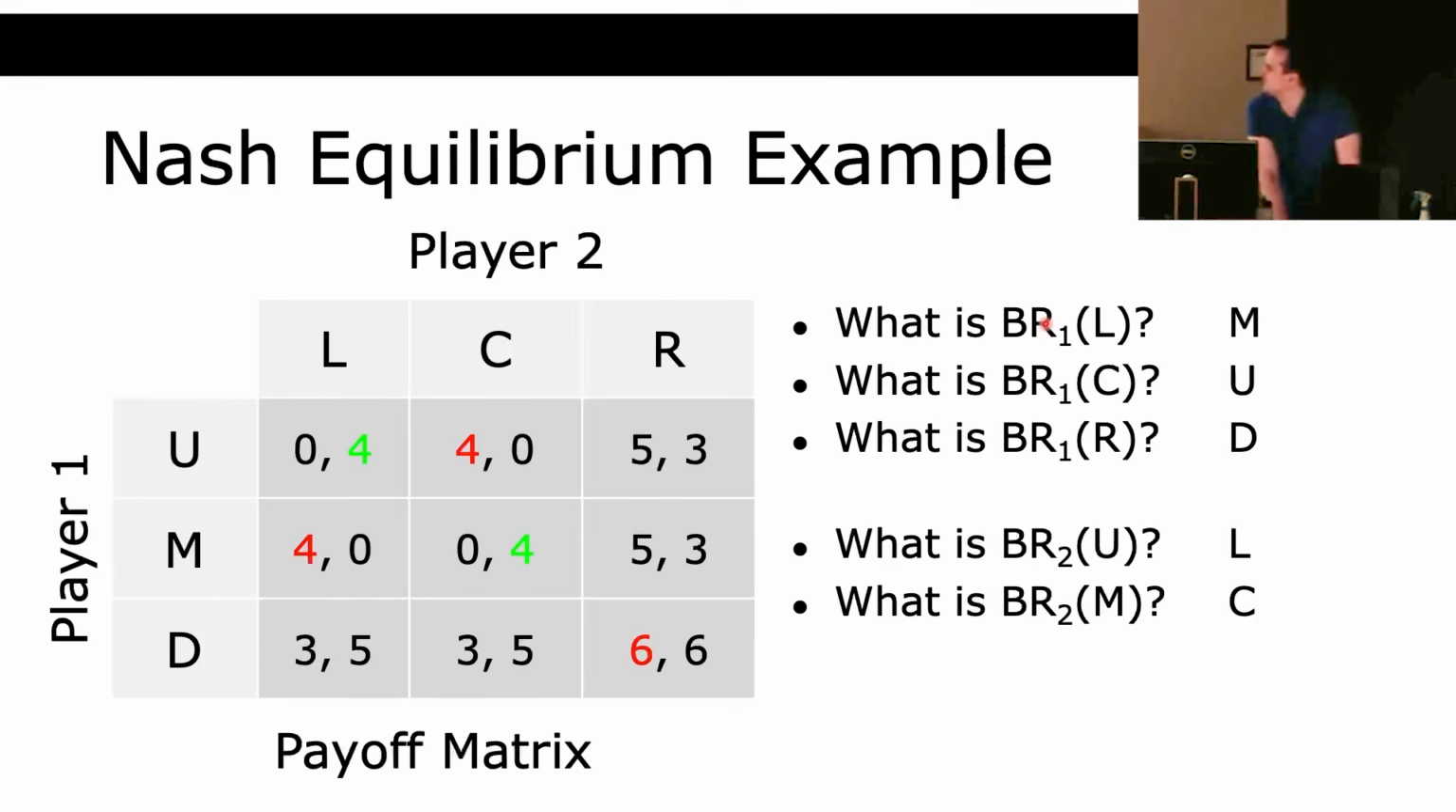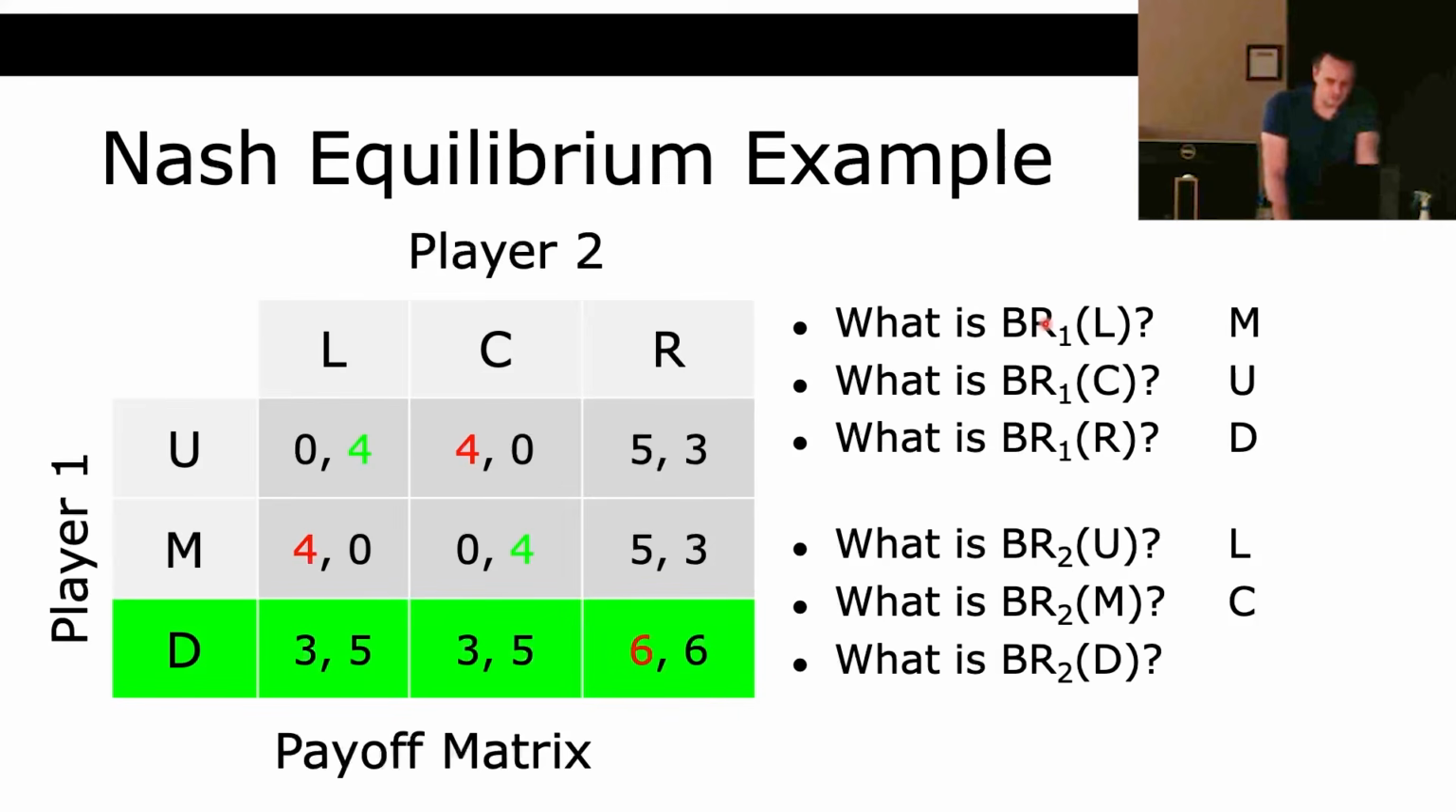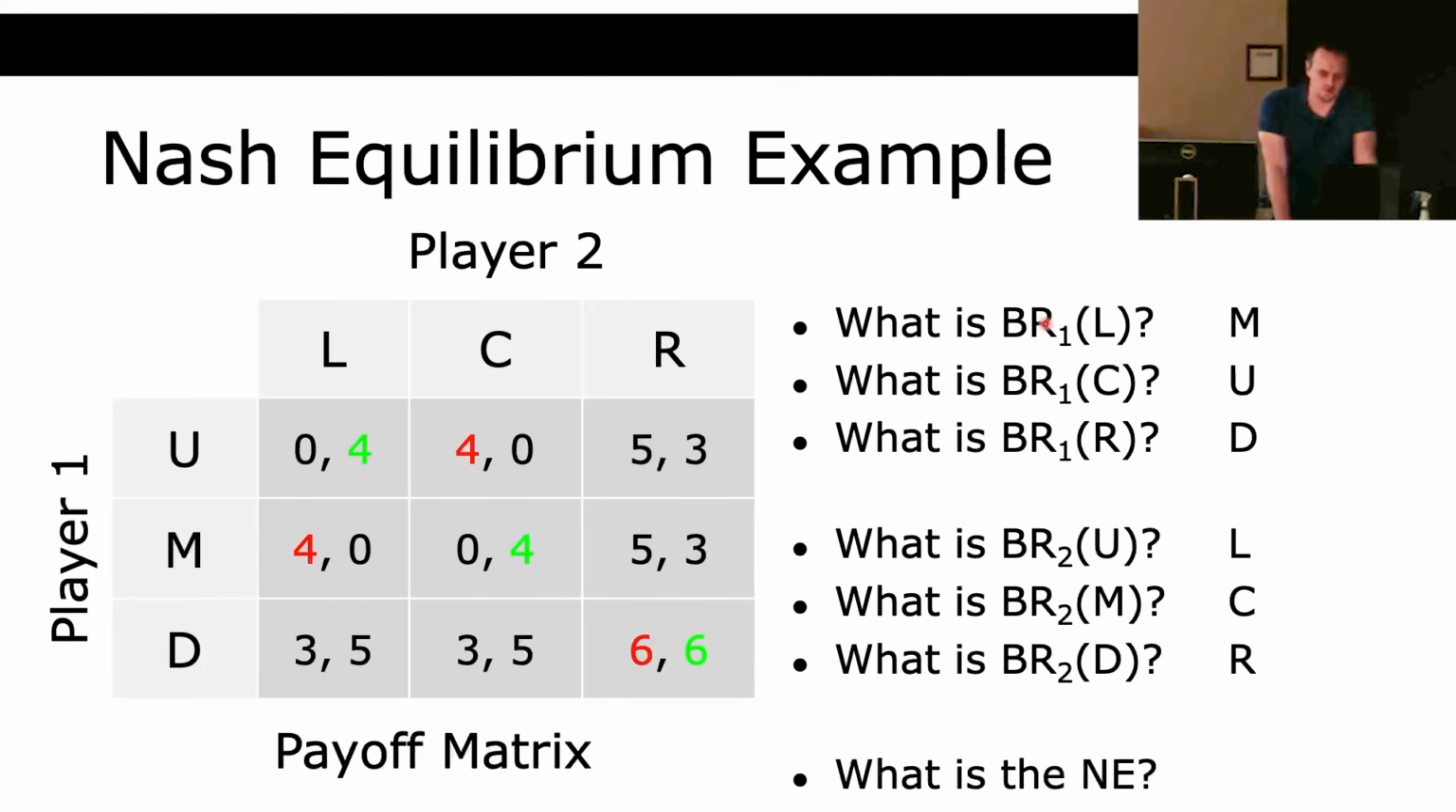I know the green font is a little bit hard to read. The best response to D would be R, okay? So the question is, is there a Nash equilibrium for this game? There are 3 outcomes. There's either no Nash equilibrium, that can happen. There's one Nash equilibrium, or there are multiple Nash equilibria, okay?